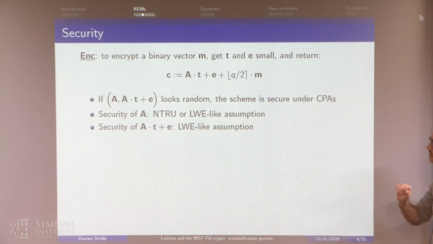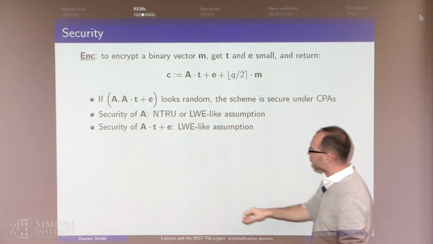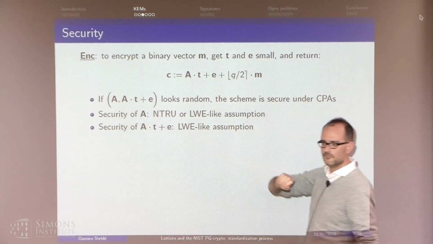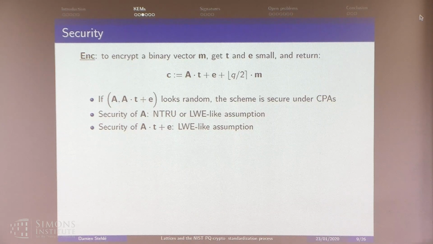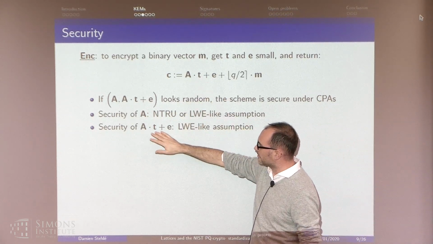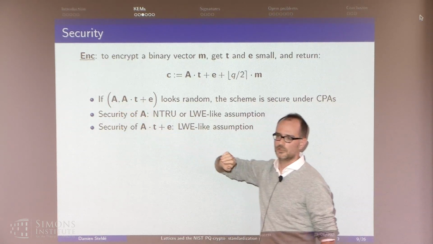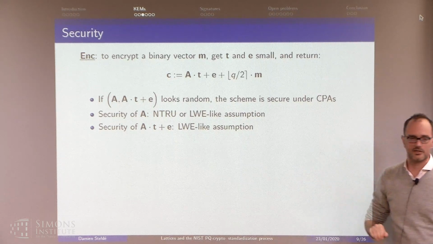Depending on the choice of general construction, this would be called the NTRU hardness assumption. So it's an assumption on its own: A is random. Or an LWE-like assumption, because A was built with LWE samples. So depending on the general design, for the security of the public key we either rely on some kind of NTRU-like hardness assumption or on some LWE-like hardness assumption. And for the ciphertext, we have AT plus E, which we would like to look pseudo-random, assuming the pseudo-randomness of A. And again, that's some kind of LWE-like assumption.